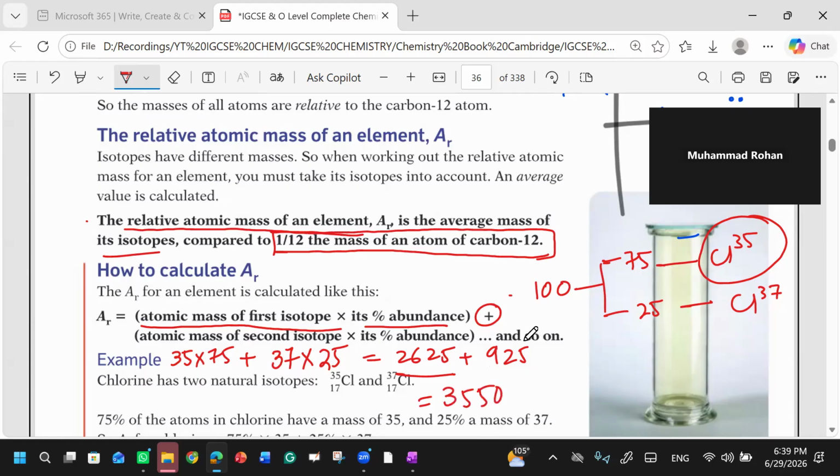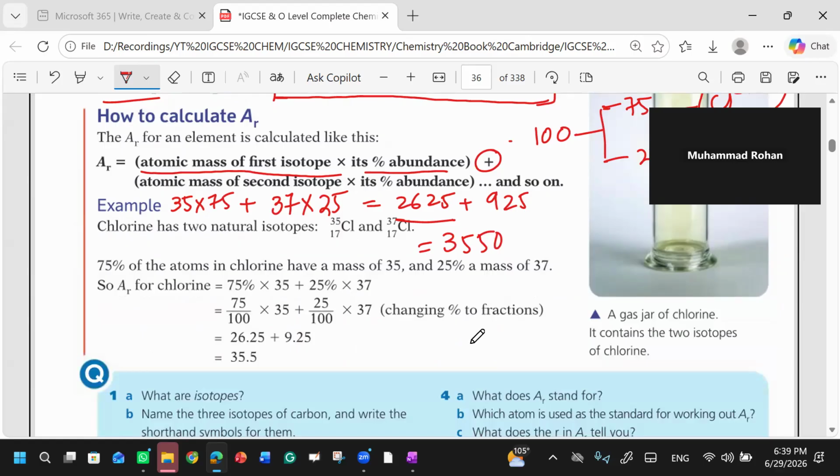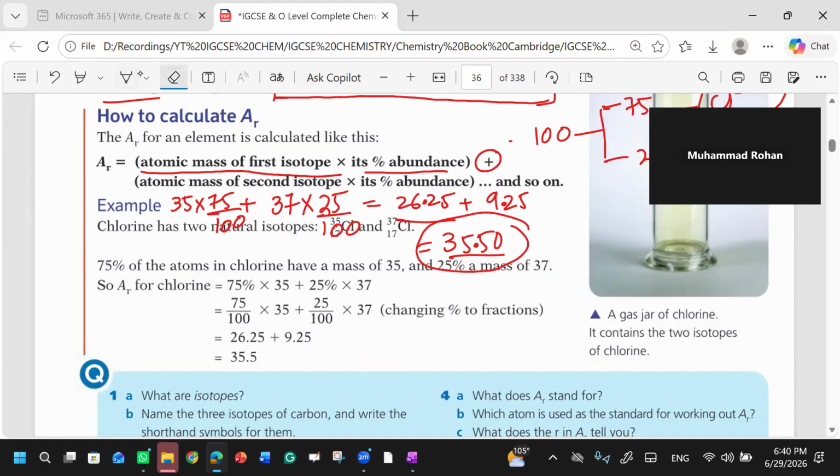So that is 3,550. Then what will you do? You will divide it by 100, because you are calculating from the 100%. We are taking the percentage. Basically there should be 100 over here because it was in percentage. So if you take the percentage, it will be 26.25, it will be 9.25, and it will be 35.50. Clear? So what is the mass of the chlorine? 35.5, right? When we do the numericals, we take it as 35.5.